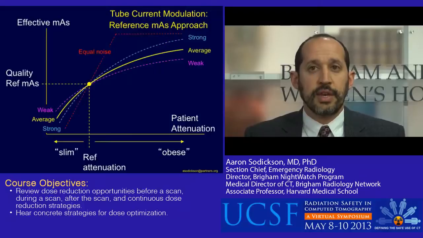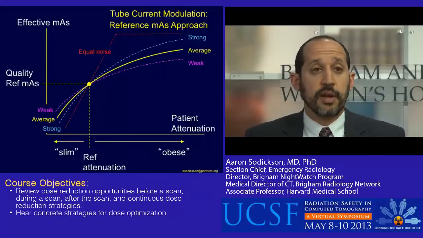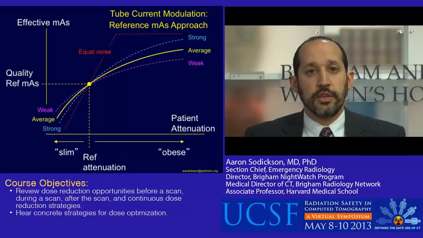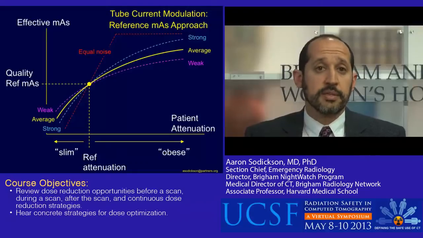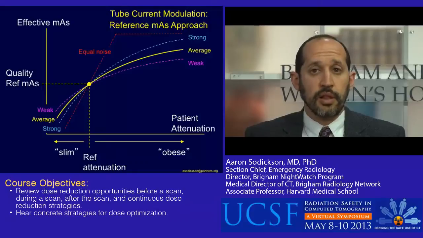Now the next general strategy to tube current modulation is the reference mAs approach, and this is what's used by Siemens and what underlies the techniques on the Philips scanners as well. In this technique, the users set a quality reference mAs that tells the scanner what's the image quality that we want for a patient of a specific size, the patient with the reference attenuation, roughly that of a 70-75 kilogram patient. The scanner then recognizes from the scout that our patient is either smaller or larger than this reference attenuation, and it ramps the mAs up or down accordingly to maintain the desired level of image quality.